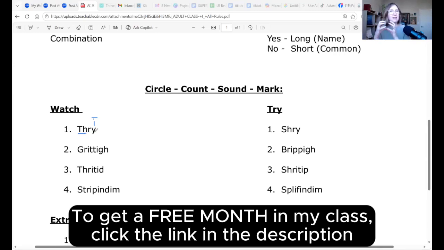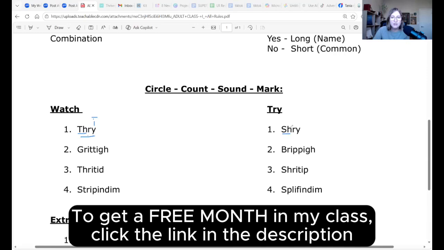So when Y is at the end of a longer word, it will usually say E. But when it's at the end of a short word, meaning it's the only vowel, Y is the only vowel, and Y is a vowel if it's not the first letter. So when Y is the only vowel in that word and it's the last letter, it will say I. So this word is thry.